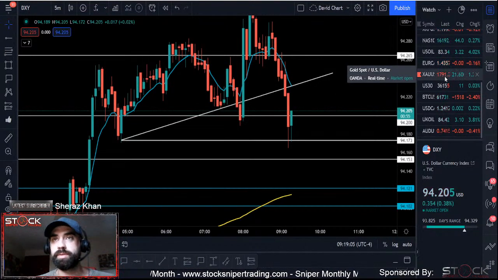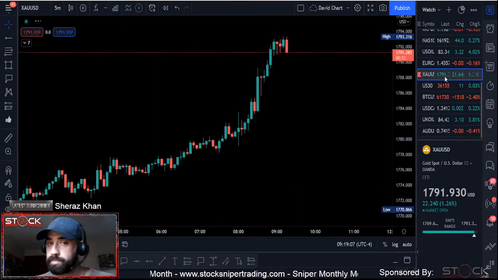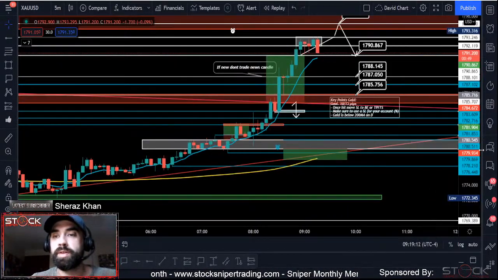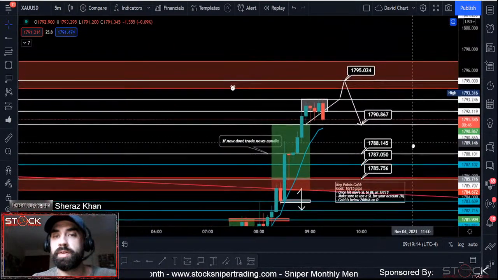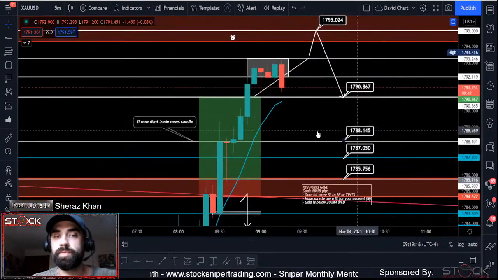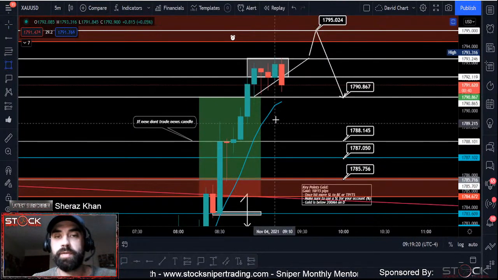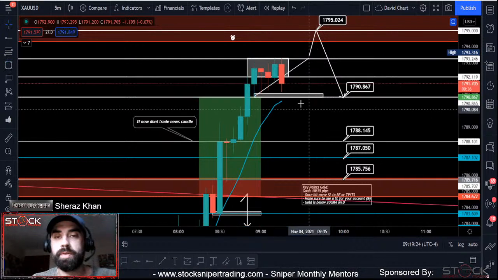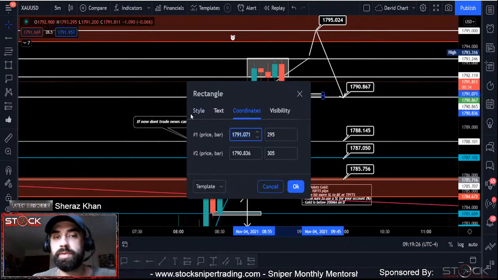Okay, 920. Okay. Look at gold. Okay. Key area for gold is right here. Let's see if it's going to hold.